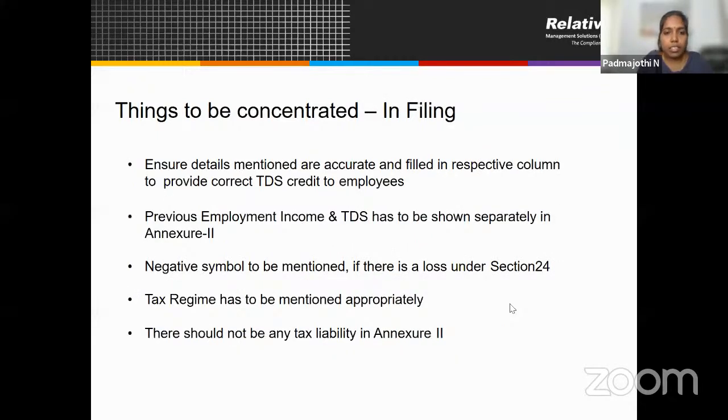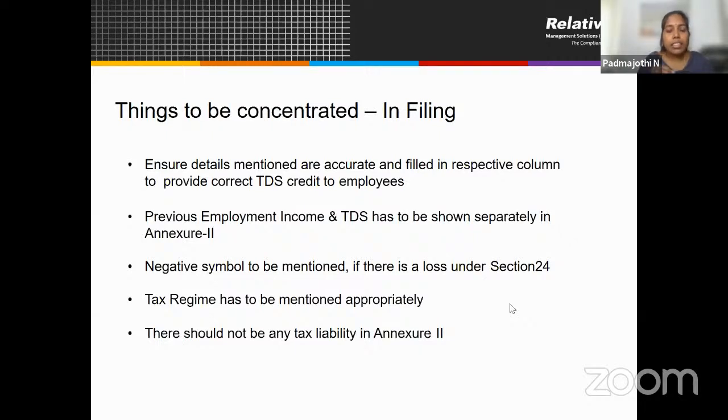So next, while filing the returns, what are the things I have to ensure? First thing is, while filling up annexure 2, please ensure all the details are mentioned correctly and accurately in the respective columns. And also please check whether you have mentioned the rebate. If the employee has a rebate or relief, then please ensure you have updated it in annexure 2. If it is not updated, then it will not be considered for the calculation at all.